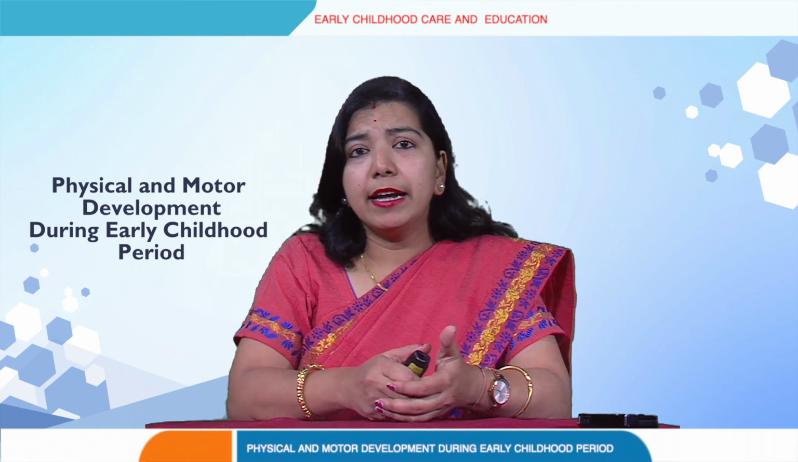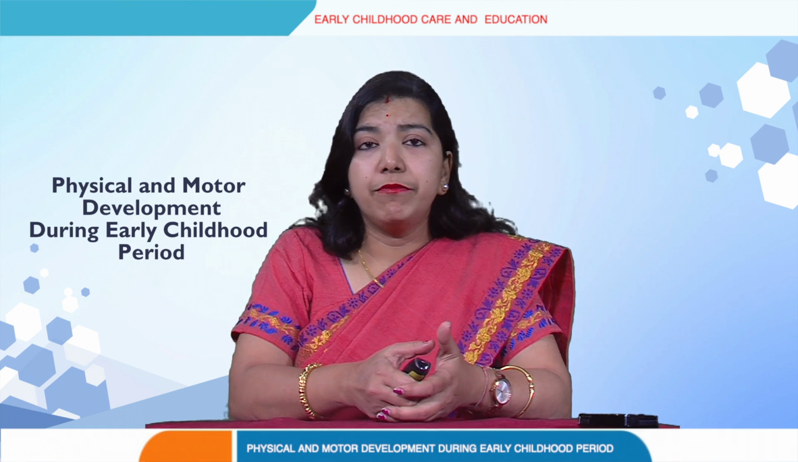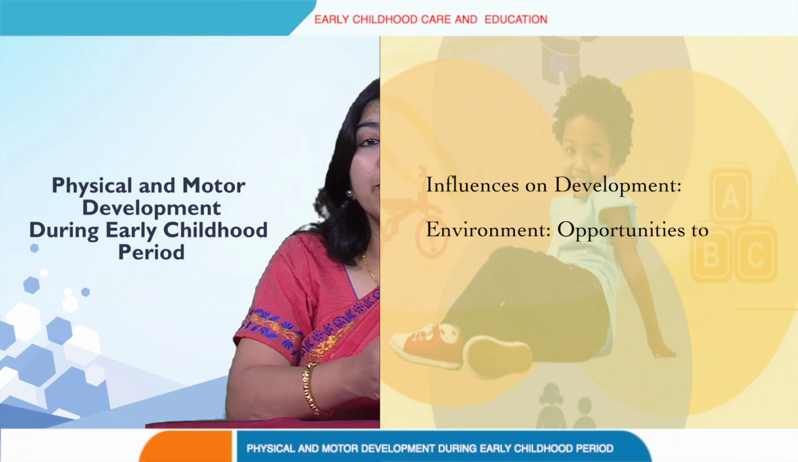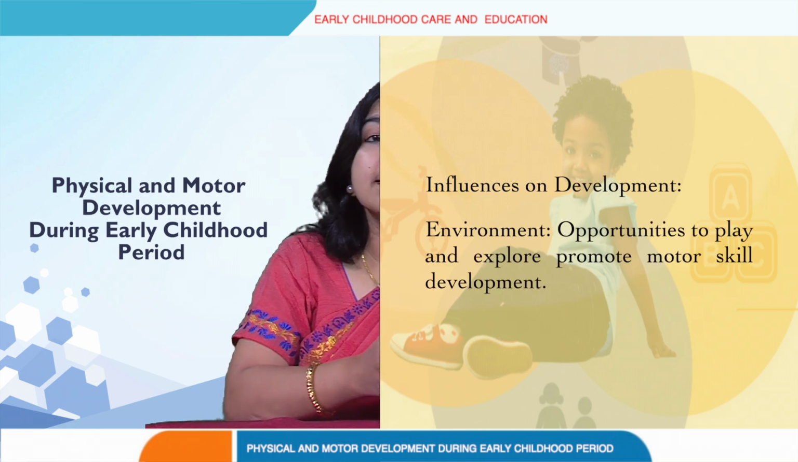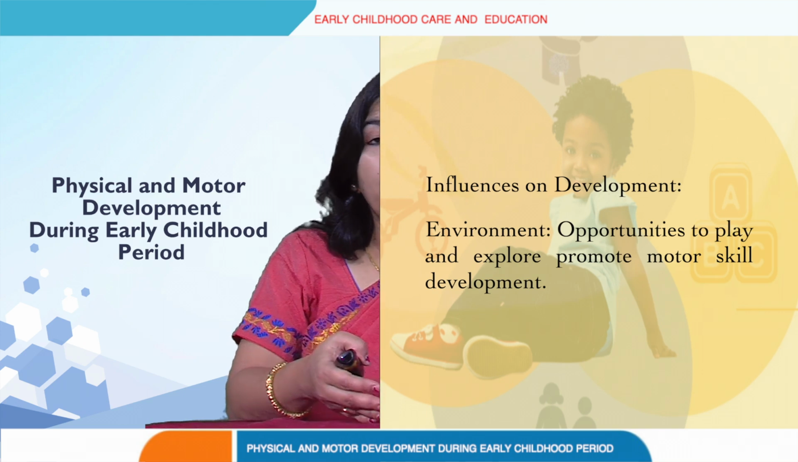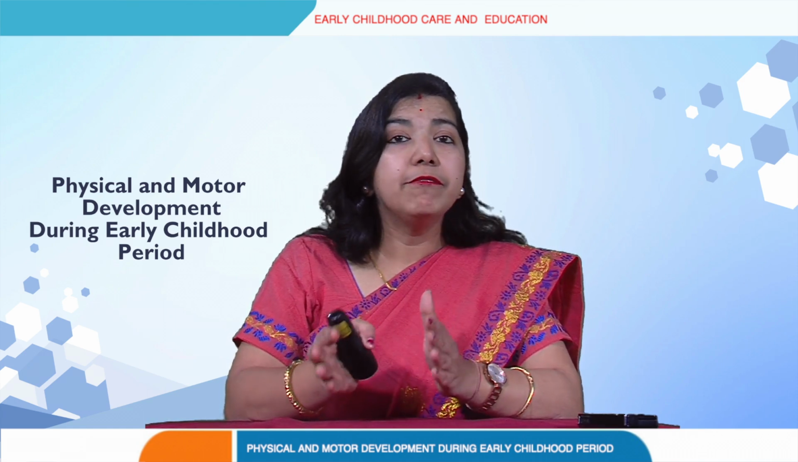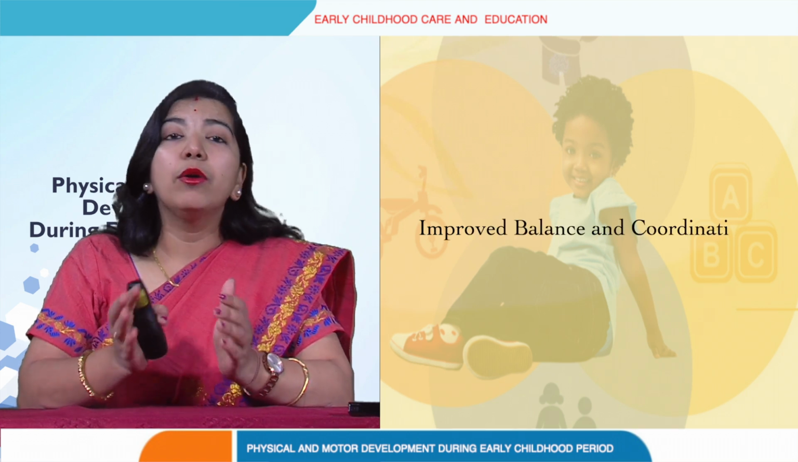So there are two aspects that have to be discussed in this motor development. There are stages and influences. The first one is stages of progression. Motor skills improve gradually, starting with basic uncoordinated movements and progressing to refined and purposeful action. Practice and repetition help solidify these skills. A second one is influences on development. The first is environment. First and most important is environment, because opportunities to play and explore promote motor skill development. Another milestone gained by children in terms of their physical development is improved balance and coordination.